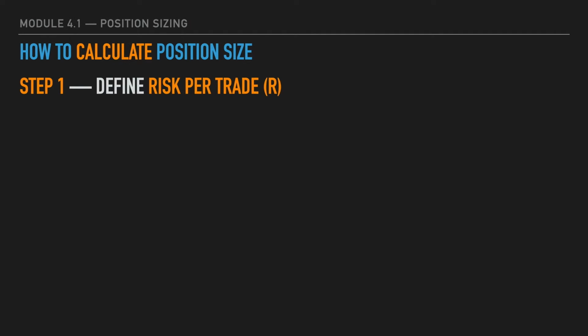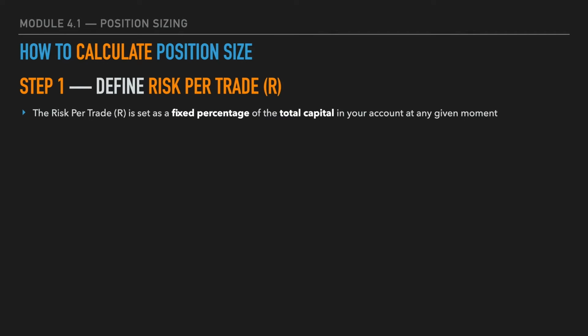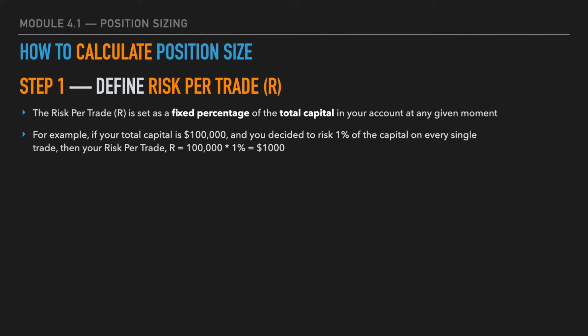Step 1. Define your risk per trade, or some traders call it the R multiple. The risk per trade is set as a fixed percentage of your total capital in your account at any given time. For example, if your total capital is $100,000 and you decide to risk 1% of the capital on every single trade you are going to take, then your risk per trade, the R multiple, is 1% of $100,000, which in dollar amount is $1,000.